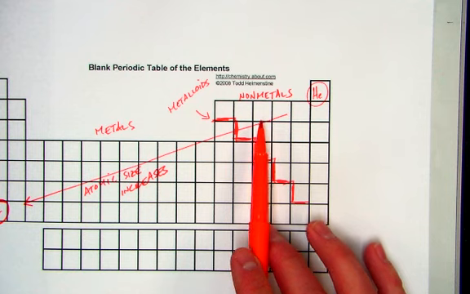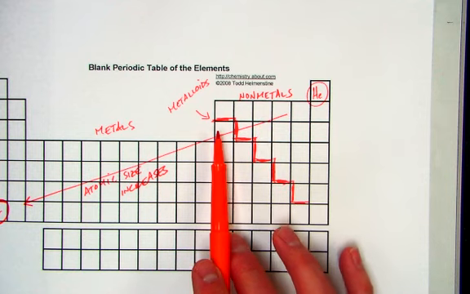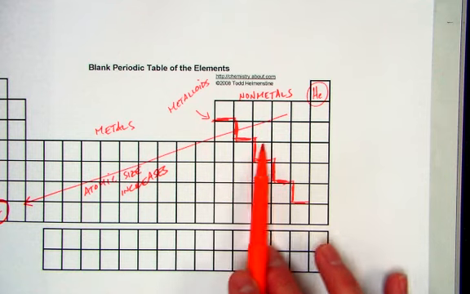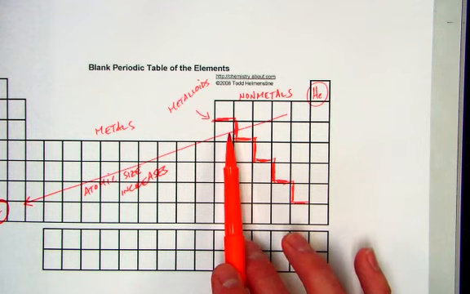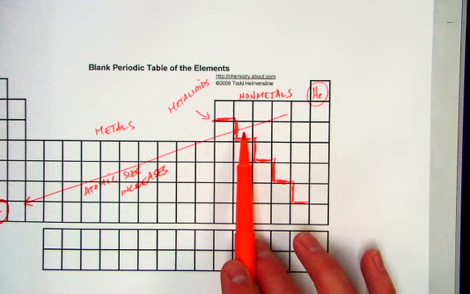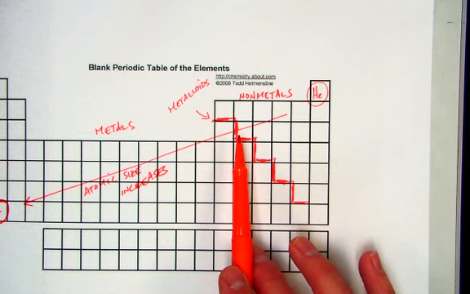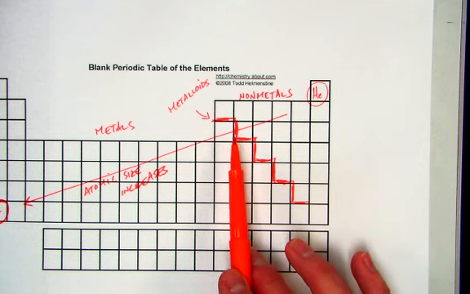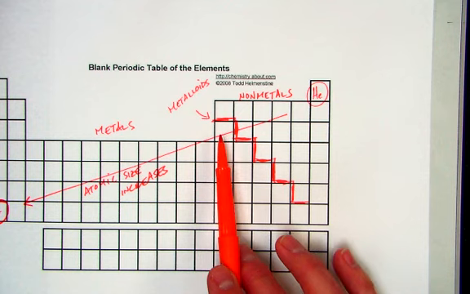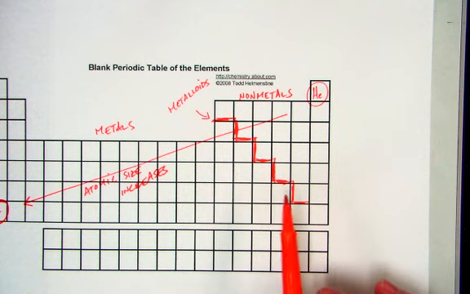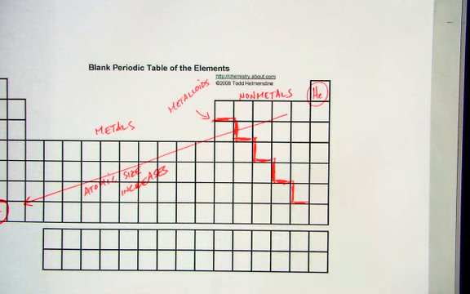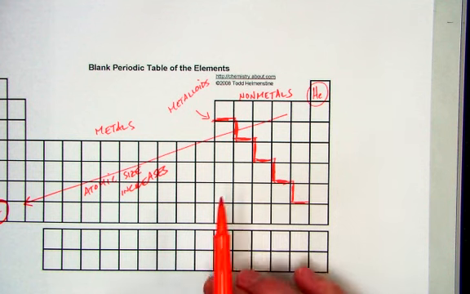Your metalloids are generally located along the staircase, though not necessarily all the elements along here. You have to determine whether something is a metal, nonmetal, or metalloid based upon its properties. If it has a mixture of those properties, then it's called a metalloid. So anyway, let's get back to the trends.